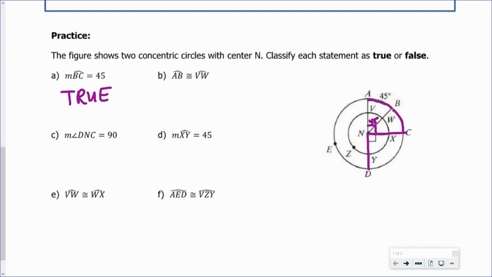Okay, part B. I'm going to erase this really quickly. It says AB is congruent to VW. So here's AB and here's VW. Even though both of those arcs measure 45 degrees, their lengths are not the same because they're not created either in the same circle or in congruent circles. So this is going to be false.